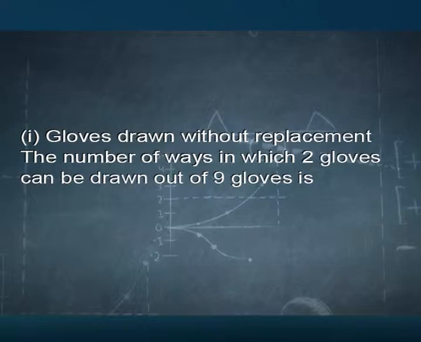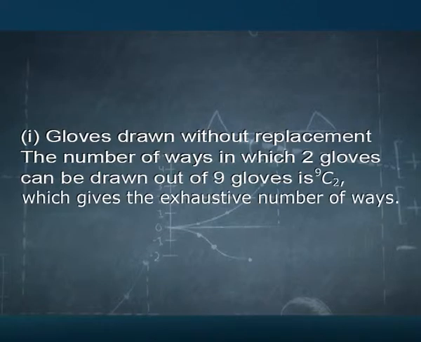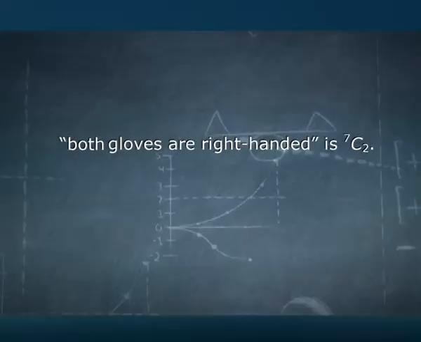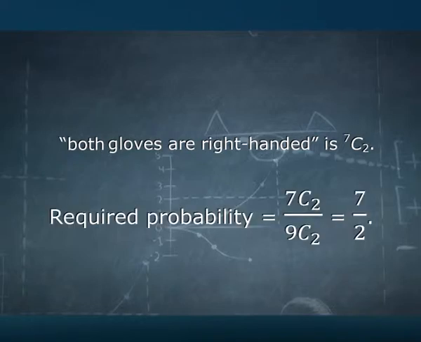Gloves are drawn without replacement. The number of ways in which 2 gloves can be drawn out of 9 gloves is given as 9C2, which gives the exhaustive number of ways. Now the A part: the number of cases favorable to the event that both gloves are right-handed is 7C2. The required probability will be equal to 7C2 divided by 9C2. So that is equal to 7 by 12.